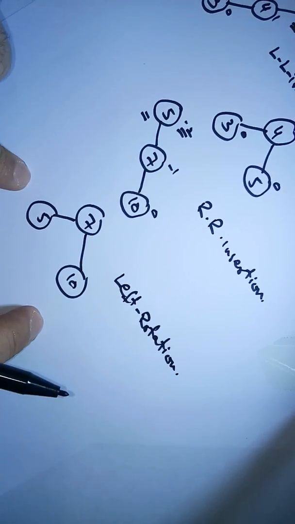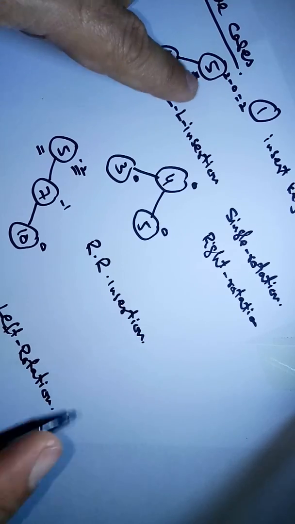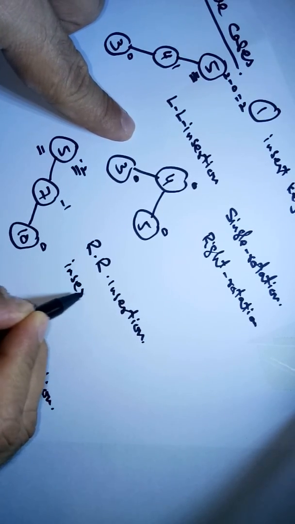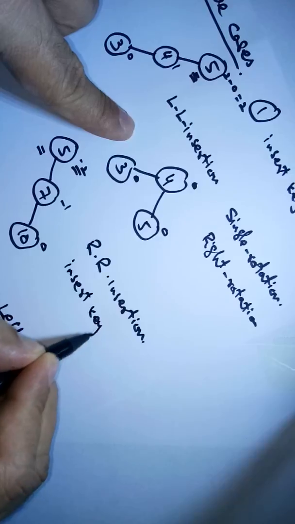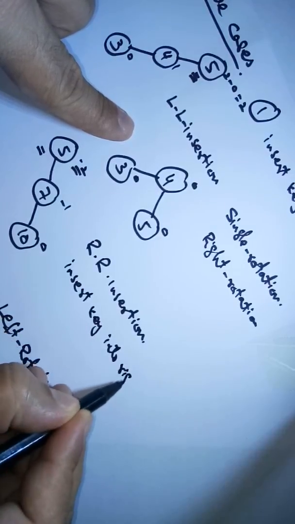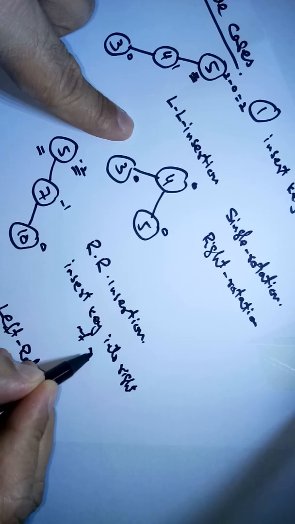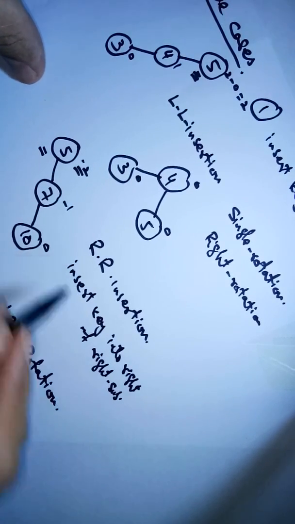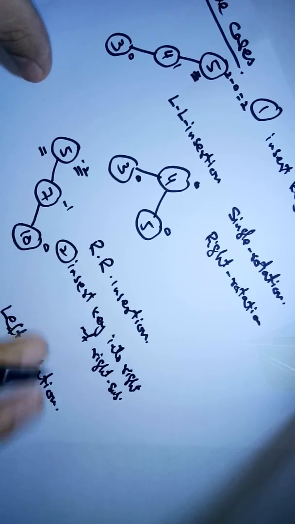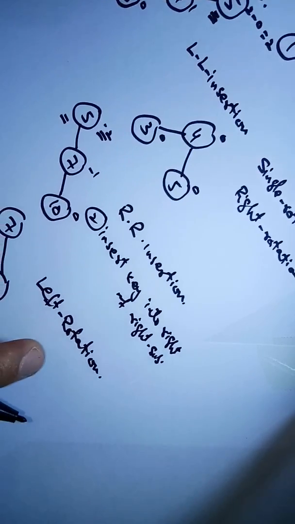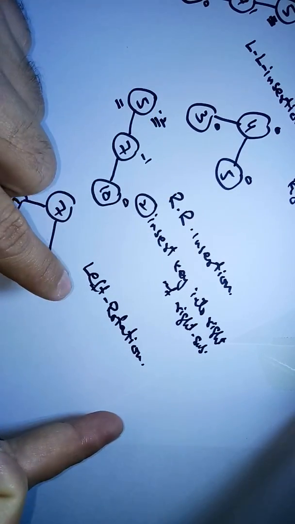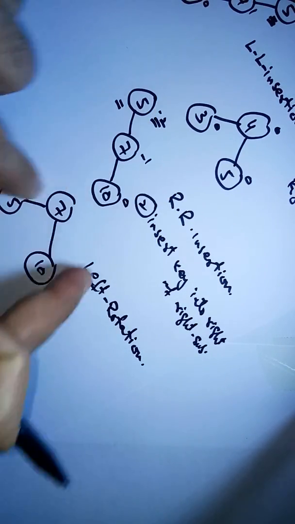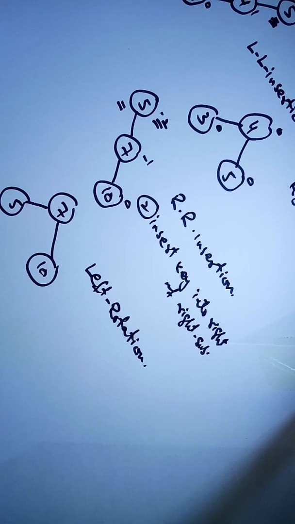Clear? So this problem was because of insertion. We insert a key value, insert key into right of right subtree. So that is case number 2. Clear? So how can we fix this problem? Using the left rotation. If the right-hand side is imbalanced, just perform the left rotation. That's it. Okay, now let's discuss a few more cases.